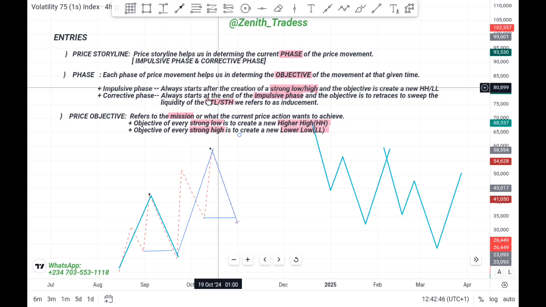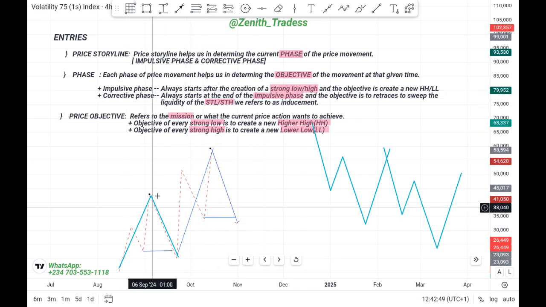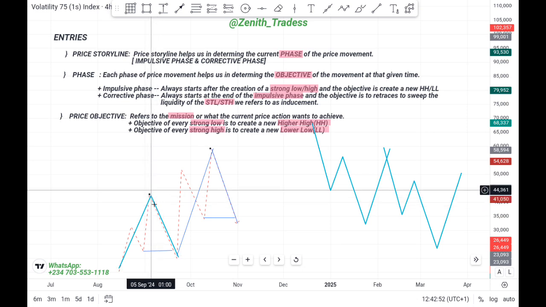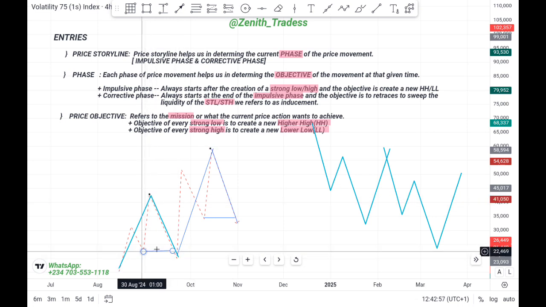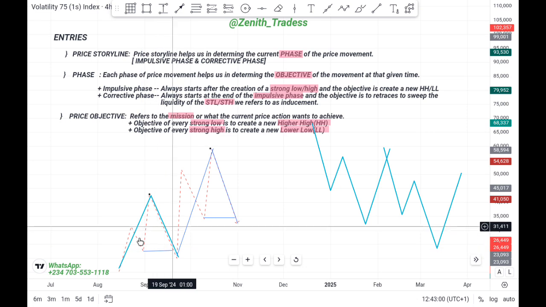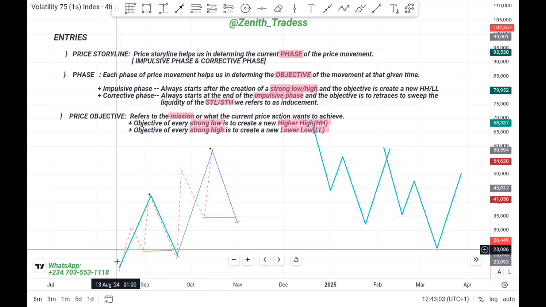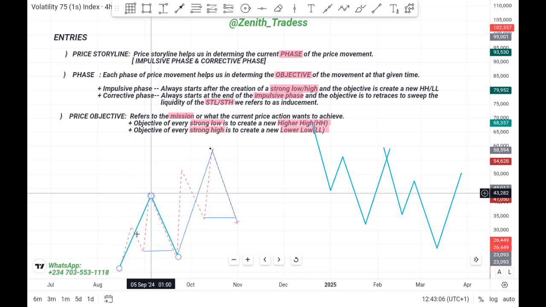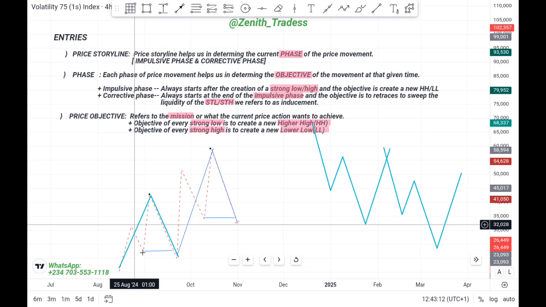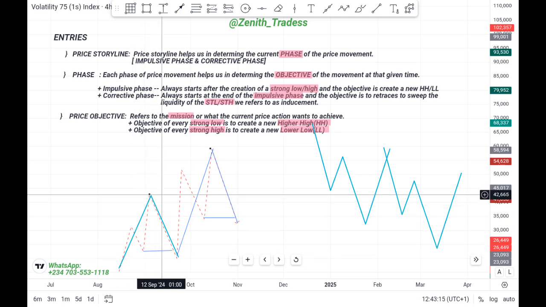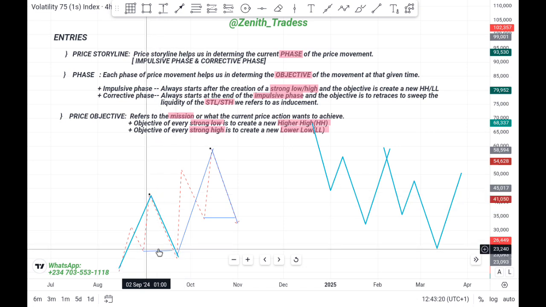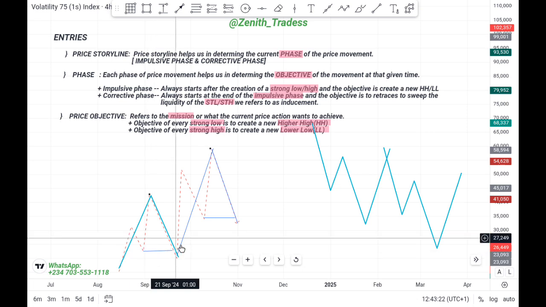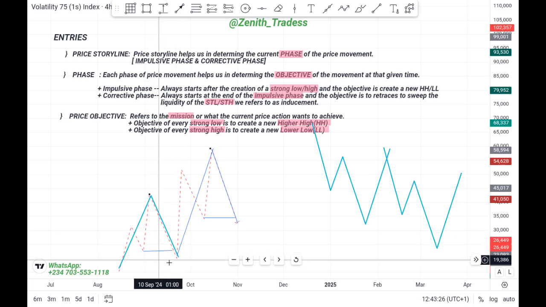Now the corrective move starts at the end of the impulsive move, that is, after the impulsive move has ended. That's when the corrective move starts. And what's the mission of the corrective move? To come back and sweep the liquidity of the structural low. So when you are trading, and you know how to mark structure the right way, if you are at this phase, in your mind you know that this is the current phase I am in. What's the objective? The objective is just to create a new high. After creating a minor high and minor low and giving me a major high, I should anticipate that price will retrace from the major high to come and sweep the structural low, the inducement, before giving us a strong low. And it's from this strong low I can find my CRT.